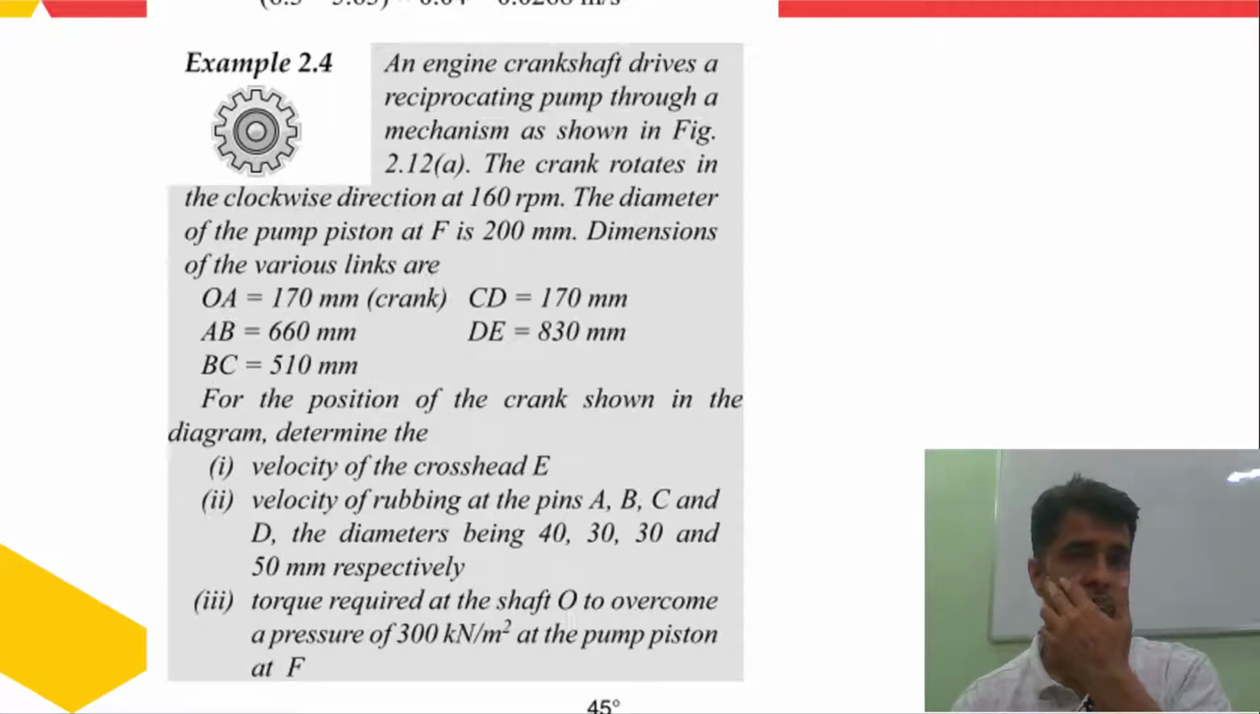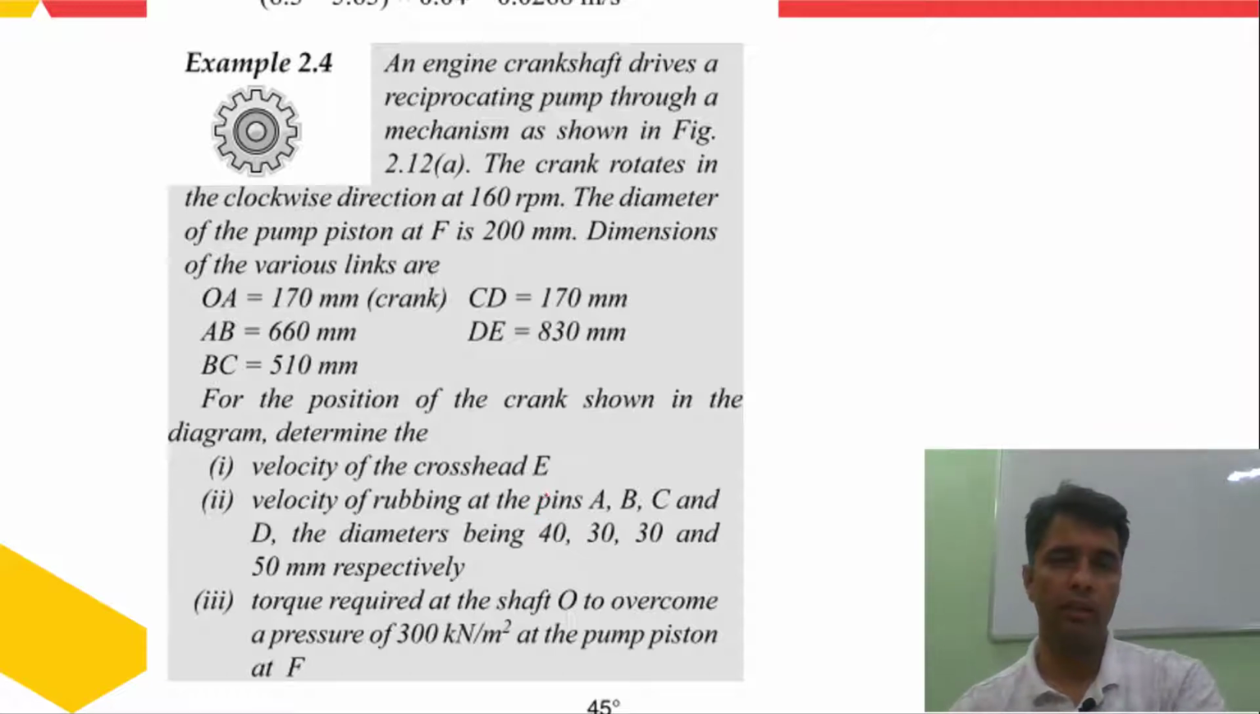The diameter of the pump piston at F is 200 mm. Dimensions of the various links are: OA is 170 mm, CD is also 170 mm, AB is 660 mm, DE is 830 mm, BC is 510 mm. For the position of the crank shown in the diagram, determine the velocity of the crosshead E, and the velocity of rubbing at pins A, B, C and D, the diameters being 40, 30, 30 and 50 mm respectively.